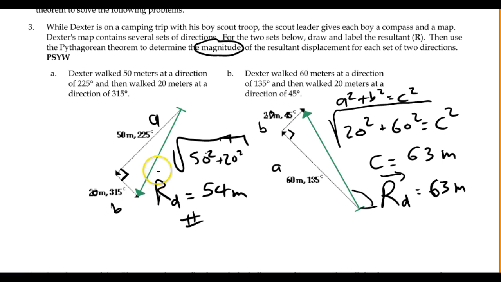Again, that's the magnitude, that's the number part of the vector. We would also have to find the direction if we're trying to determine the actual resultant displacement. So because we're only looking for the magnitude, then all we have to do is figure out the length of that vector.